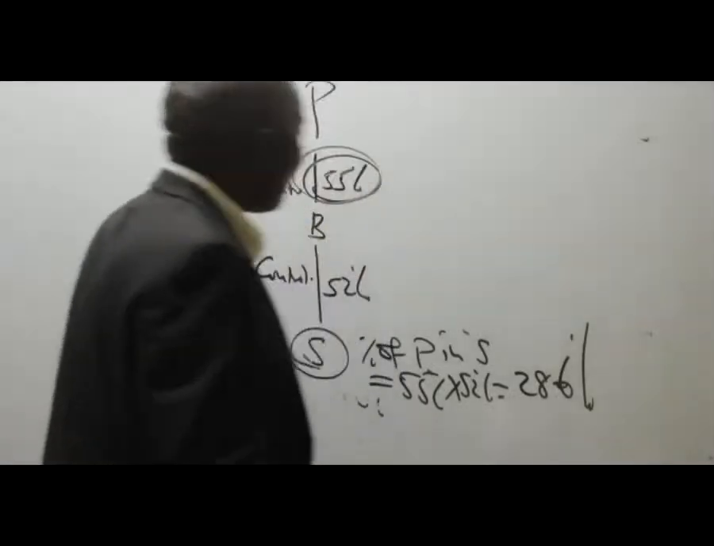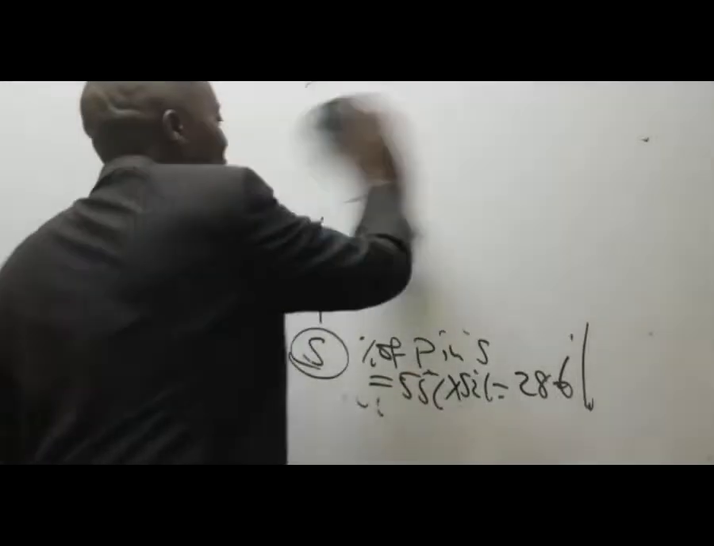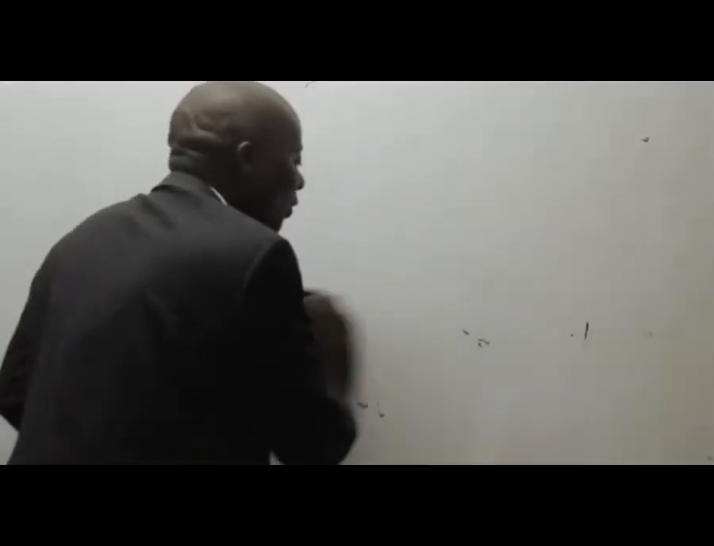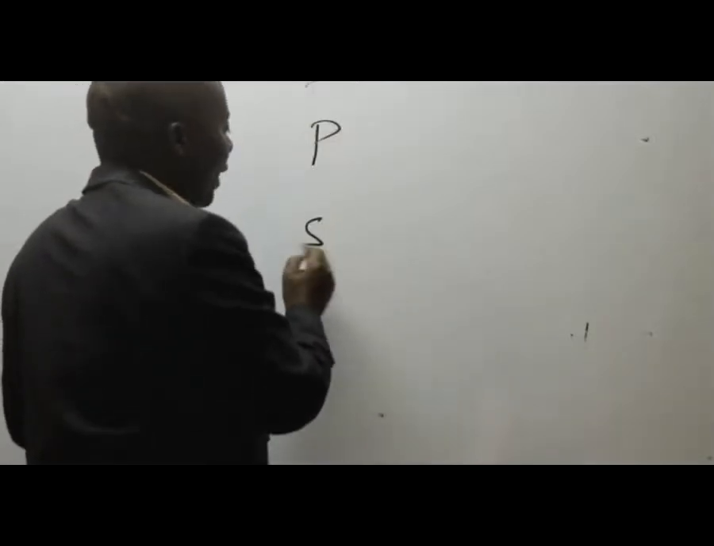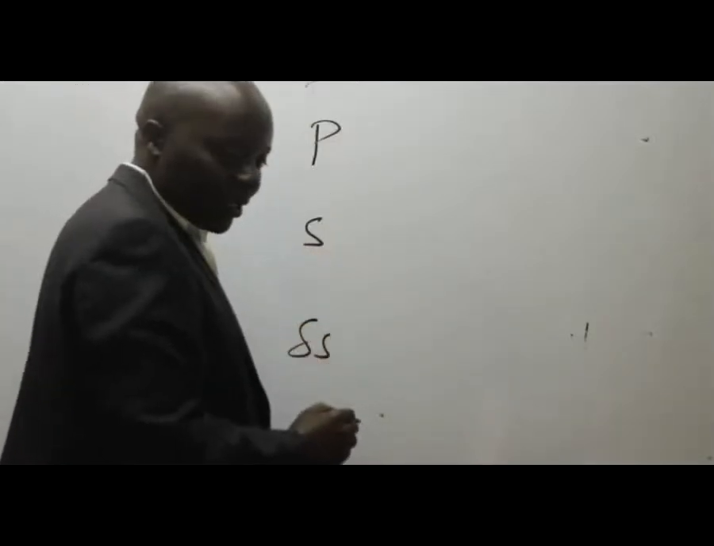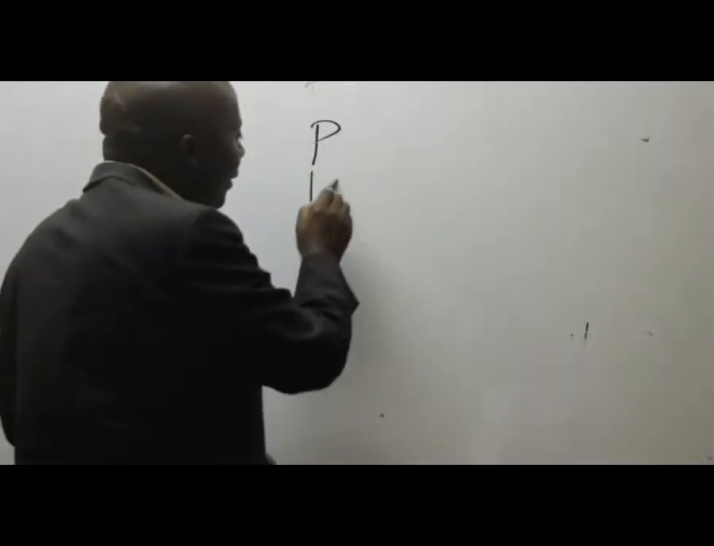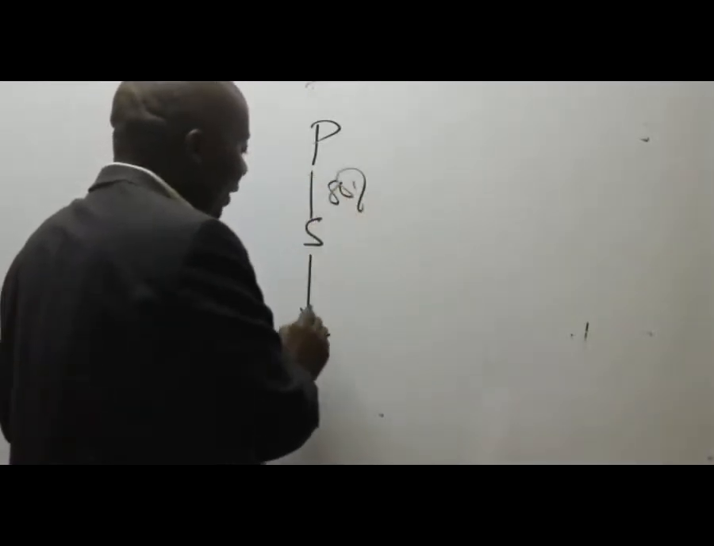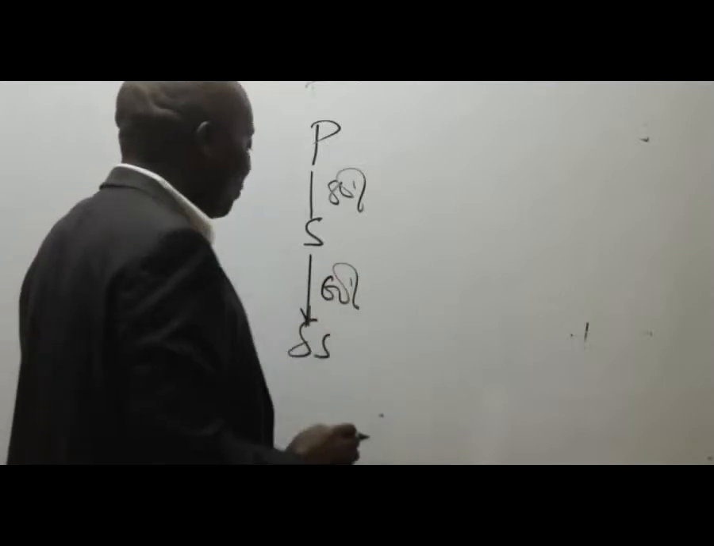Ladies and gentlemen, we go back to our structure. Our structure is quite an interesting one. We have a P, then we have S, and then we have SS, right? So we have P having 80% of S, and this one here having 60% of SS.